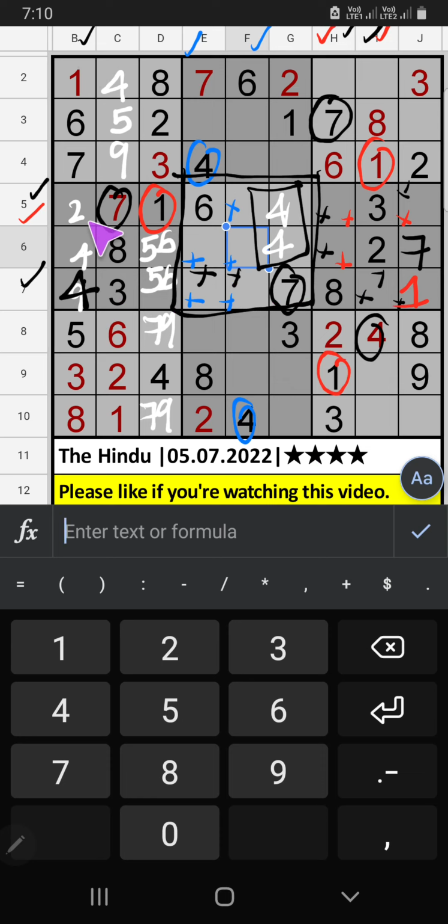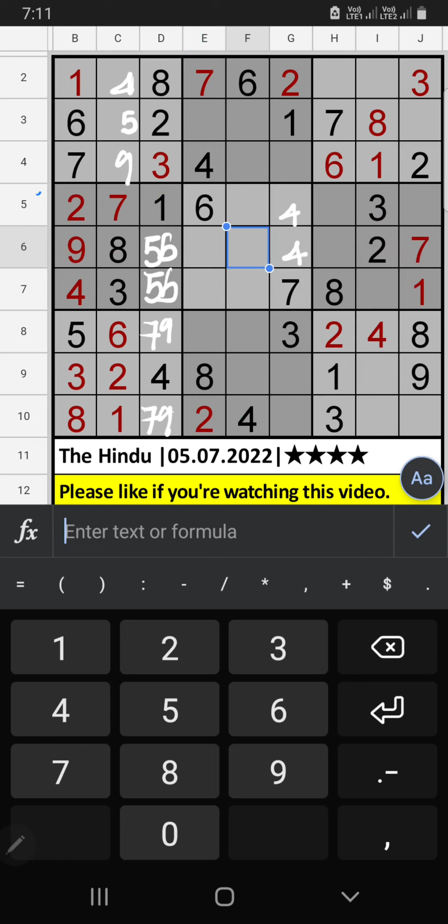Column B, 2 numbers are remaining, 2 and 9. 6th row, we already have 2, so 2 can't come in this cell, 2 is confirmed here, then 9 is here. 5th row and 6th row, we have 2, so 2 can't come in these cells. Column E also we have 2, so 2 can't come in this cell, then 2 is confirmed here.